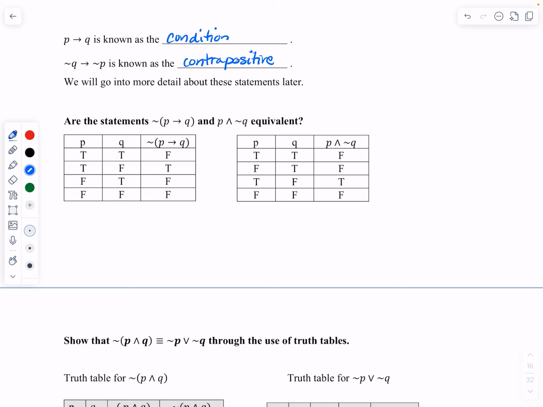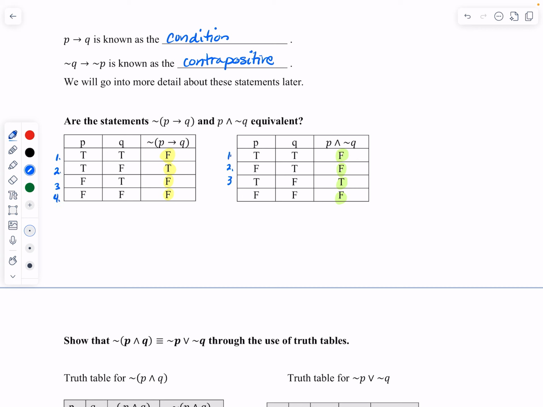All right, so let's look at this statement. Negation of if P then Q and P and negation Q, are they equivalent? So the truth table is already done for us. So if we look at the first one, we get false, true, false, false. And if we look at the second one, we have false, false, true, false. So again, the rows have to have the same value in the conclusion.